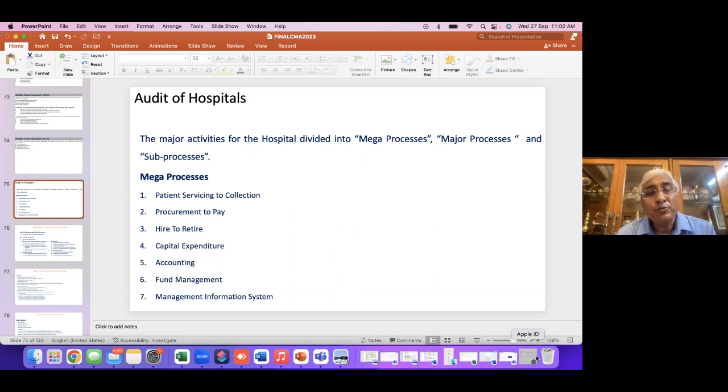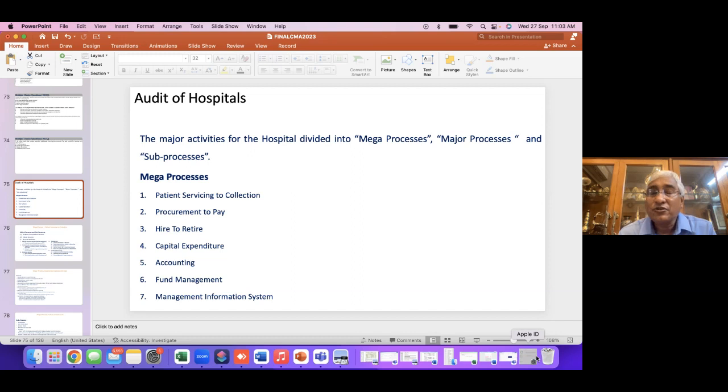Then procurement to pay, because for providing such services to the patient or patient family, the hospital has to procure medicine, beds, clothings, equipments, medical equipments of course. These are covered under procurement to pay. Then there is hire to retire.